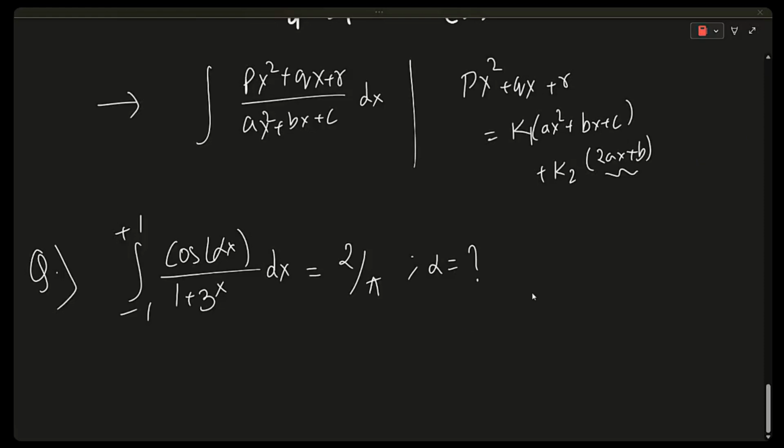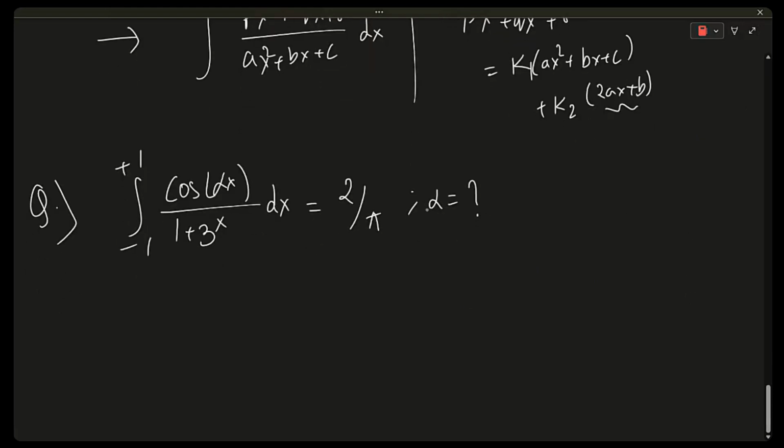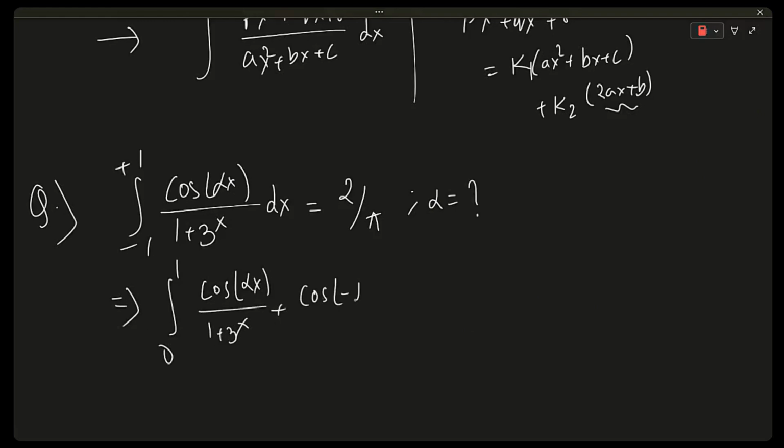Correct, right? Yes. You don't always have to solve for it. Yes, pi by 2. You don't always have to solve for it. You can simply write it from observation. So you can simply apply this as 0 to 1 cos of alpha x by 1 plus 3 to the power x plus cos of minus alpha x by 1 plus 3 to the power minus x dx equals 2 by pi.